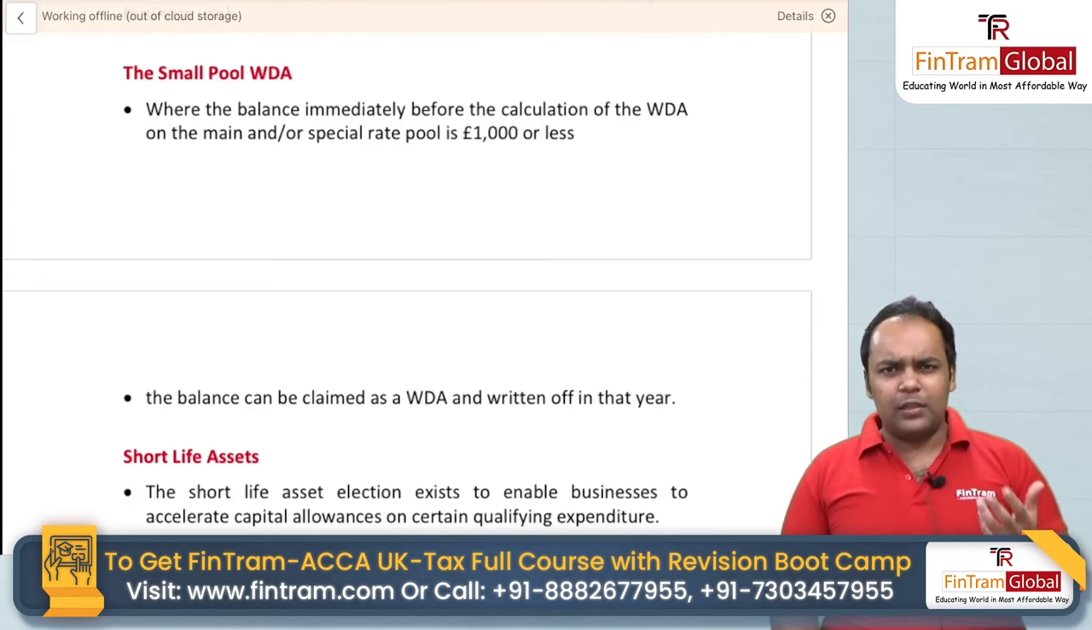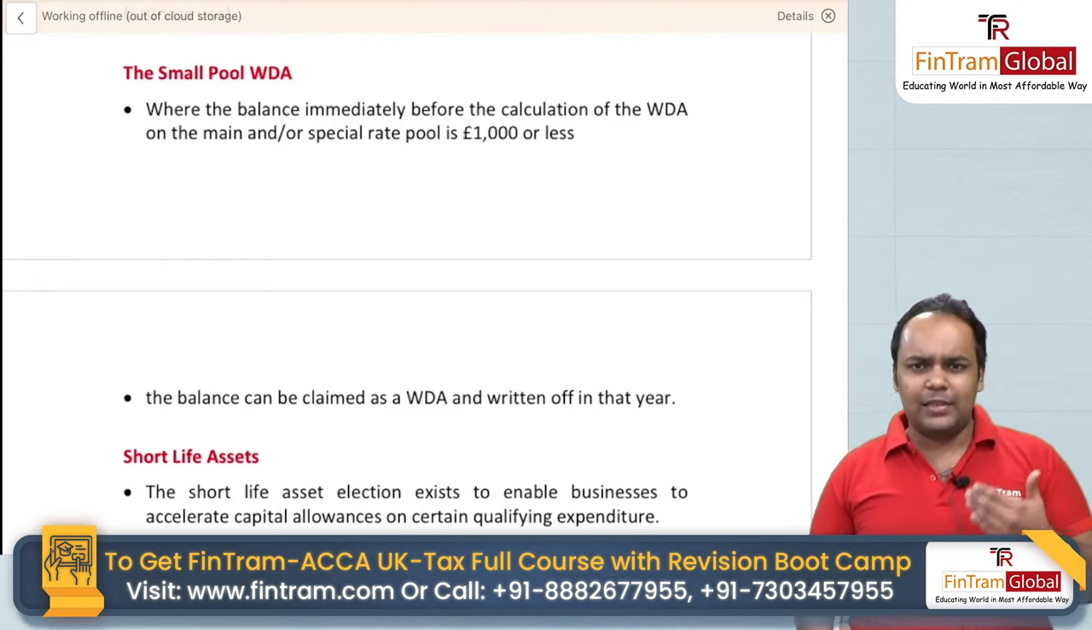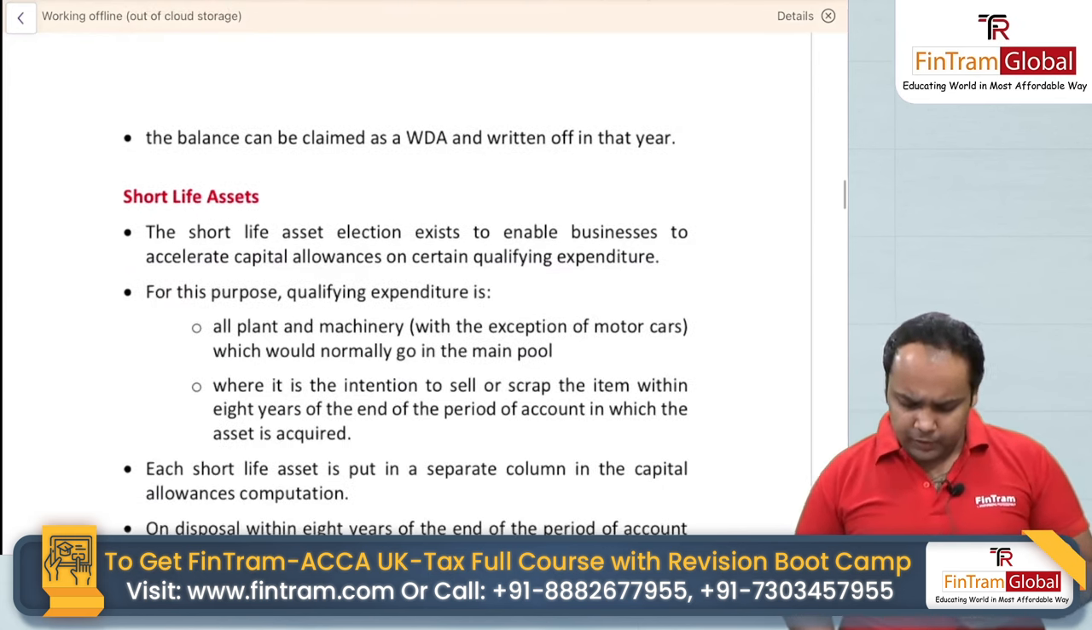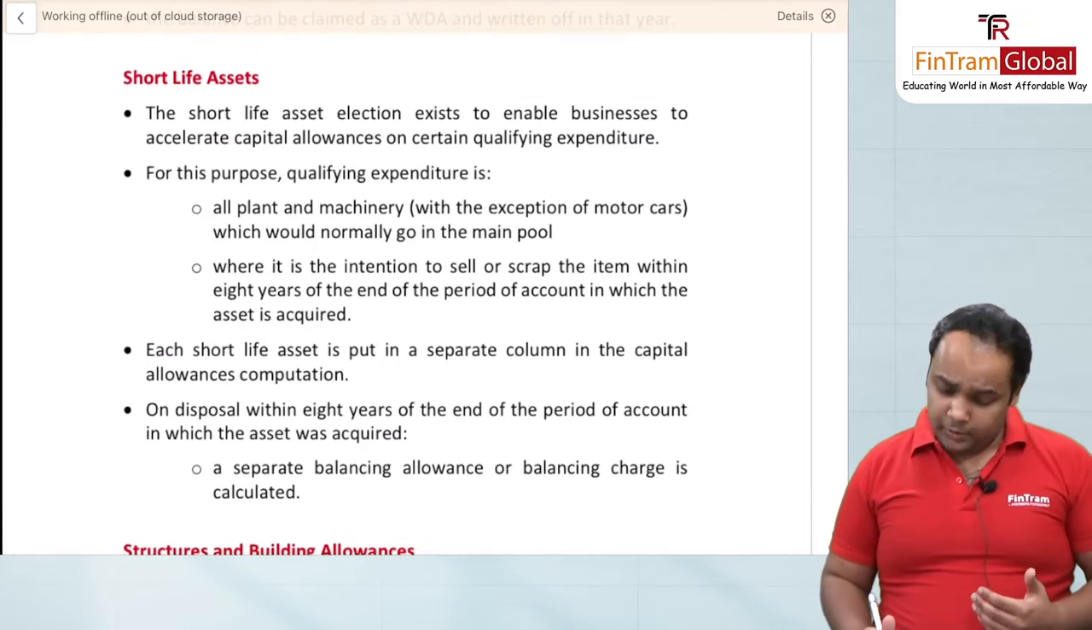The small pool written down allowance: if the balance remaining in the pool is less than 1,000, then that can be written off in the year's computation itself. This is another relief that HMRC offers to taxpayers.